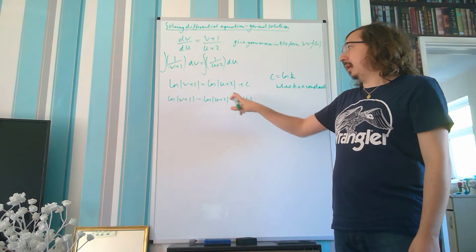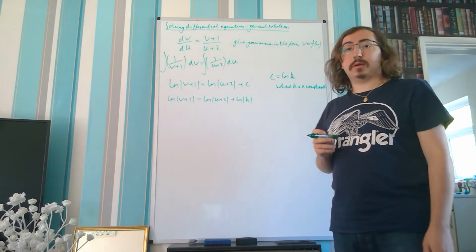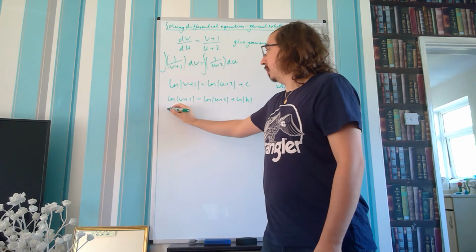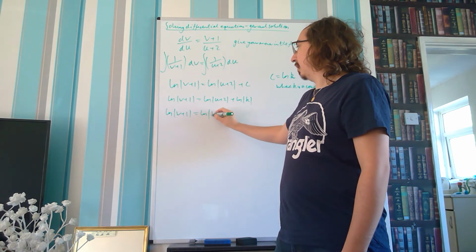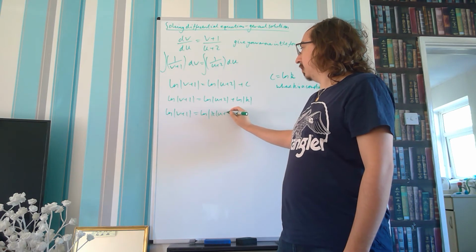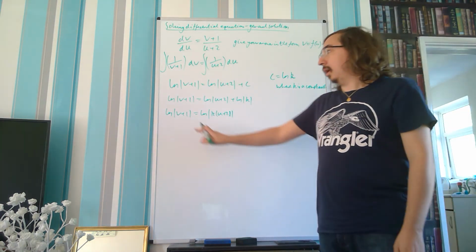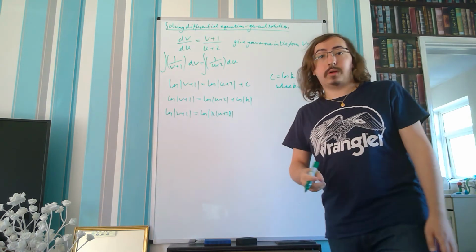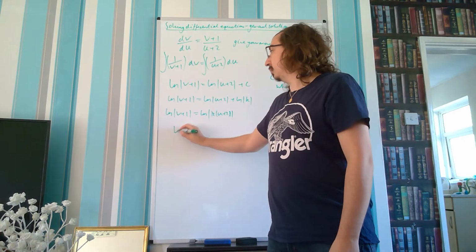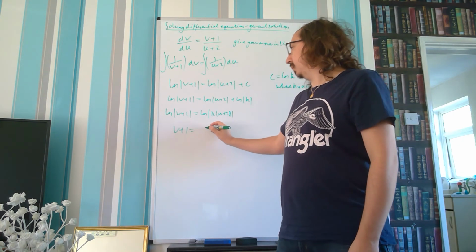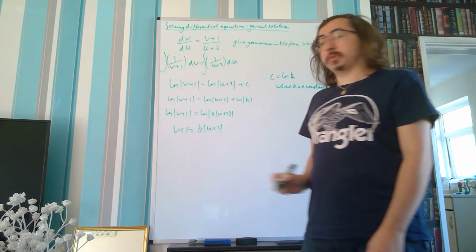Well, we can combine these two logarithms together. If it's a plus, it means those two parts are going to multiply. So you've got ln of v plus 1 is equal to ln of k times u plus 2. And we can get rid of the logarithms because you can take exponentials of both sides. So we're left with v plus 1 is equal to k times u plus 2.